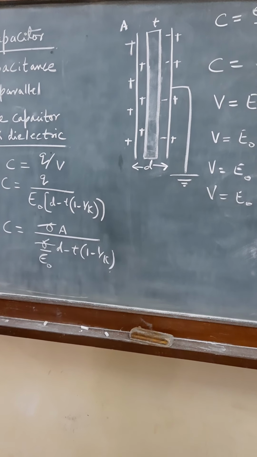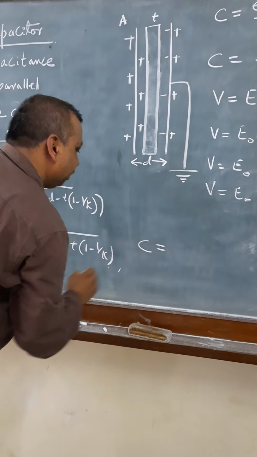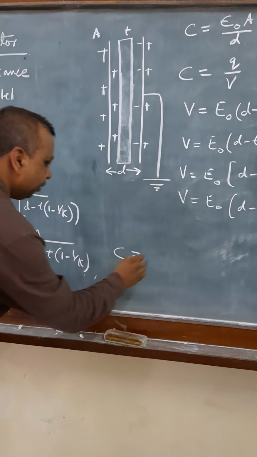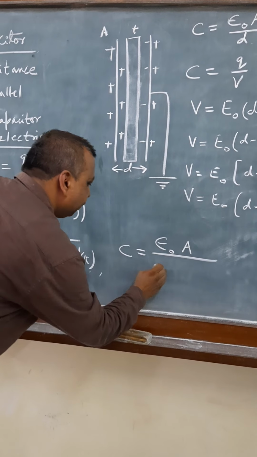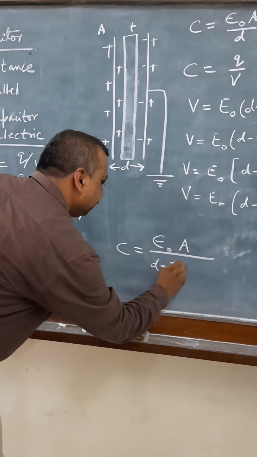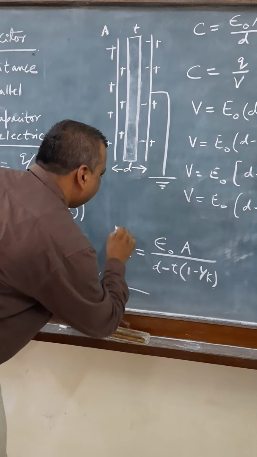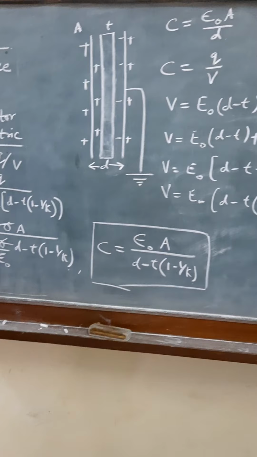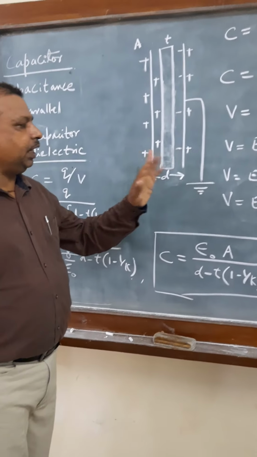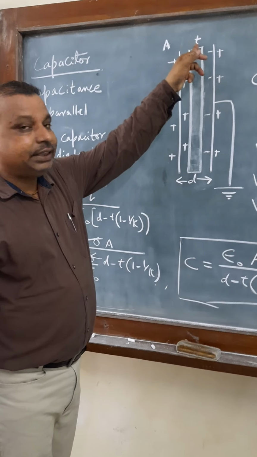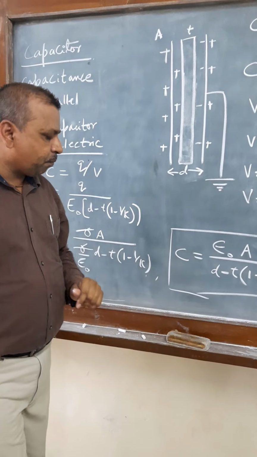We cancel the sigma, and C is found to be epsilon naught A upon d minus t into 1 minus 1 upon K. So this is the final expression for the capacitance of the parallel plate capacitor when a dielectric slab of thickness t is inserted between the plates of the capacitor.